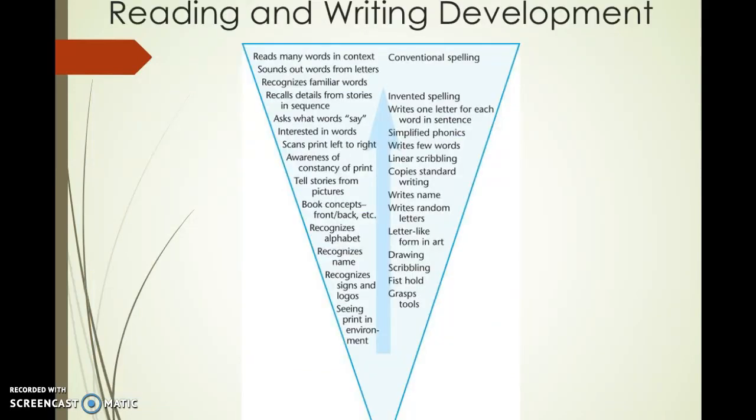This diagram shows the development of reading and writing skills. Start at the bottom where the skills are narrow and small and work your way up to a wider range as the child's skills widen.